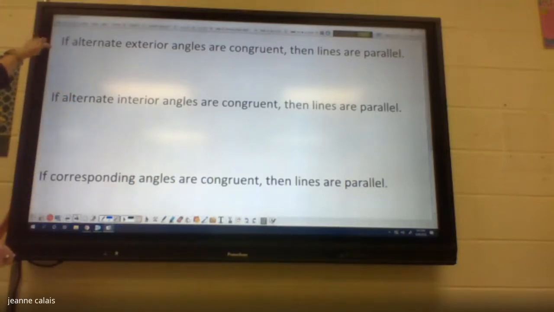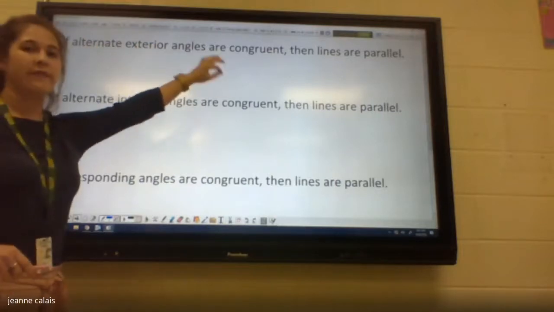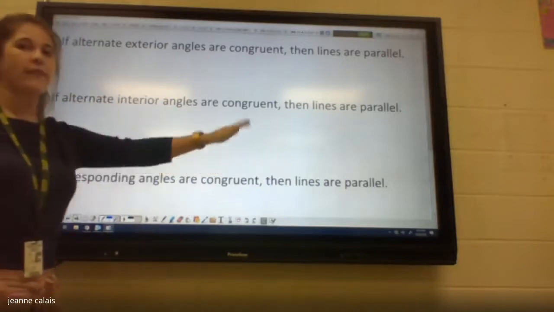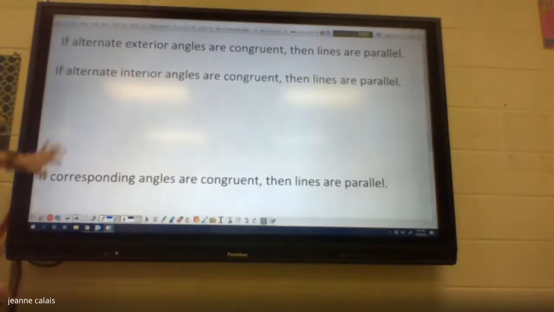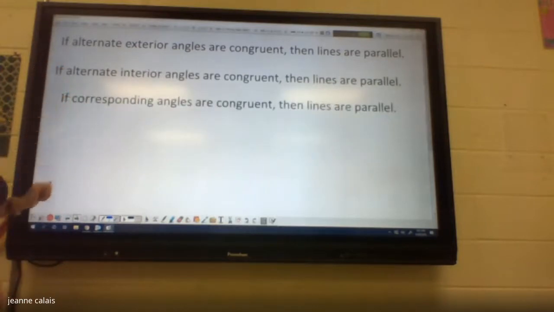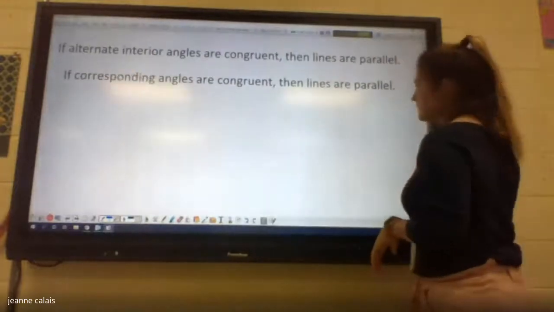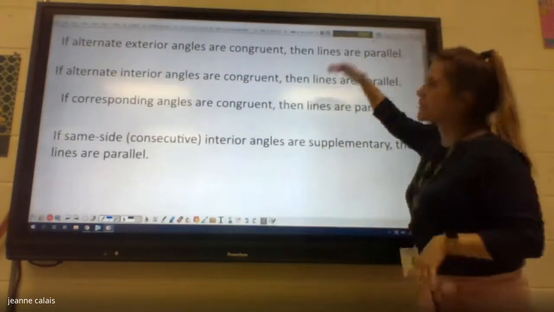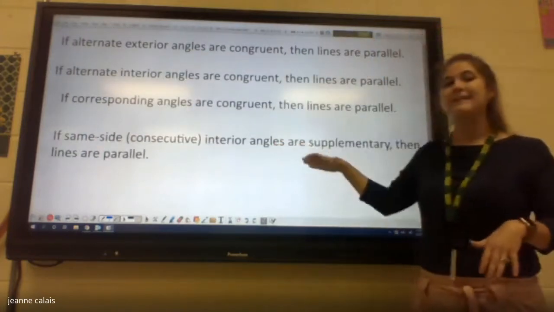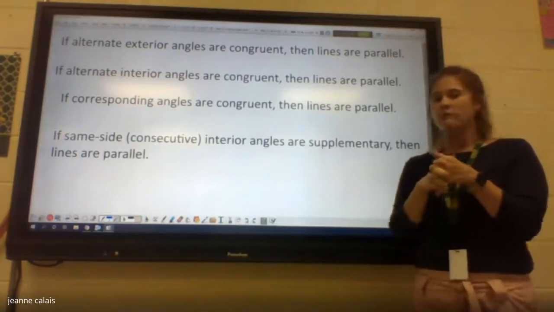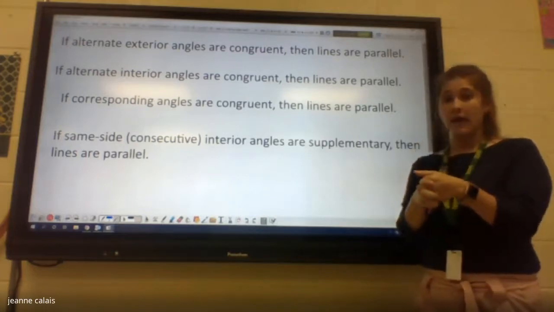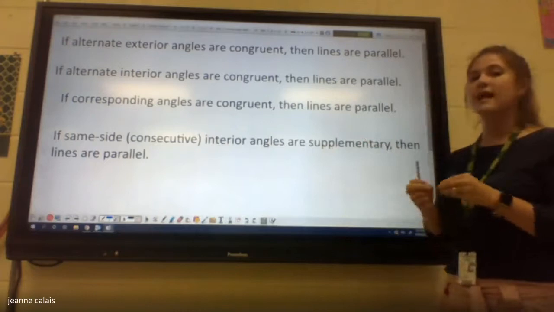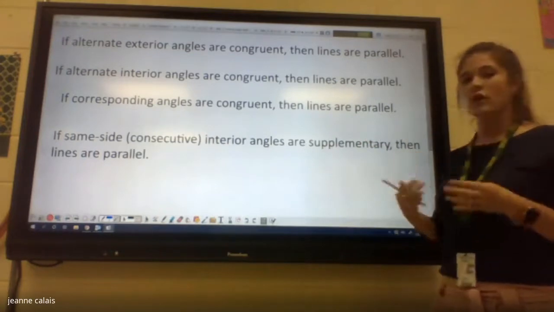So here, if alternate exterior angles are congruent, then you know you have parallel lines. If alternate interior angles are congruent, then you have parallel lines. If corresponding angles are congruent, then you have parallel lines. So the first three are all congruent. This new set of angles that we talked about is same side interior angles, also referred to as consecutive interior angles. If they are supplementary, then your lines are parallel.